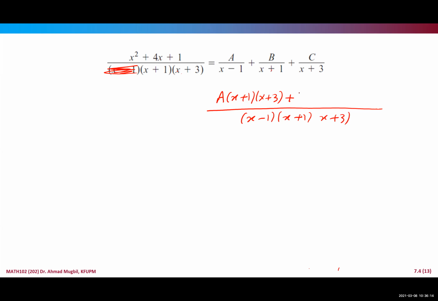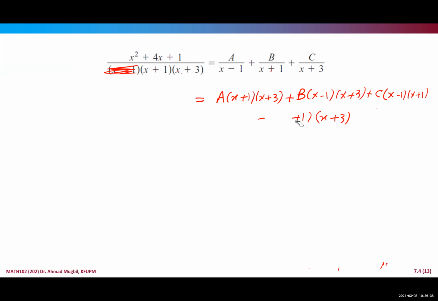Now for B, it has x plus 1, so I need to multiply it by x minus 1 and x plus 3. Okay? What else? Plus C. C has x plus 3 in its denominator, so it needs x minus 1 times x plus 1. Good. So now this will be equal to what?